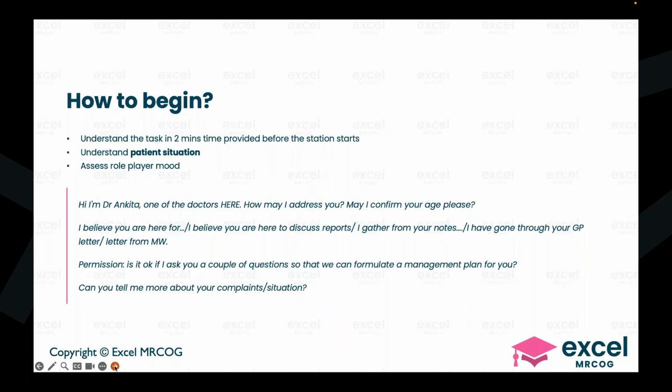Understand the patient situation and assess the role player mood. It may be given to you sometimes that the role player is angry, or say, for example, the husband is angry and you're about to see the husband of the patient. So you need to be prepared that you're going to face anger. That's important. So how do you start? Hi, I'm Dr. Ankita, one of the doctors here. How may I address you?